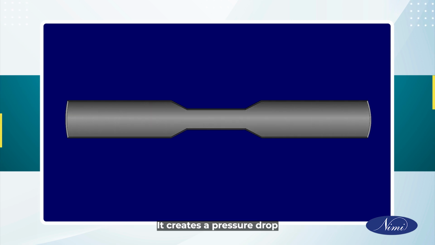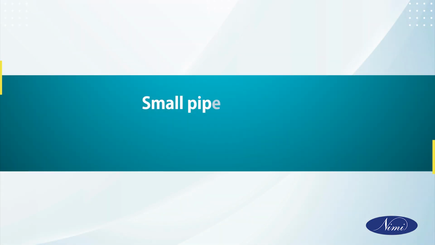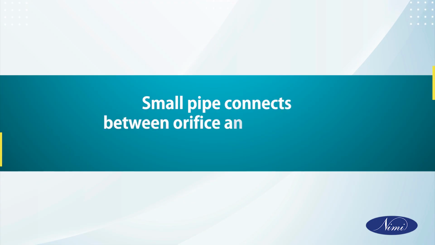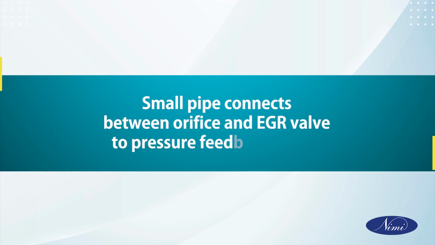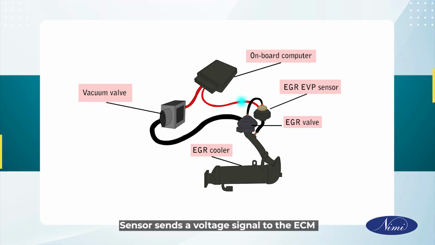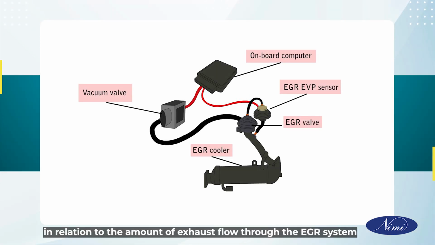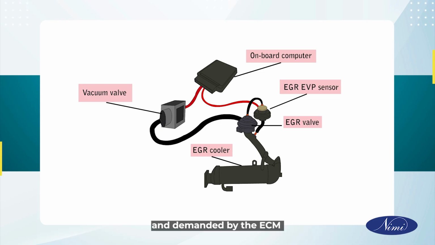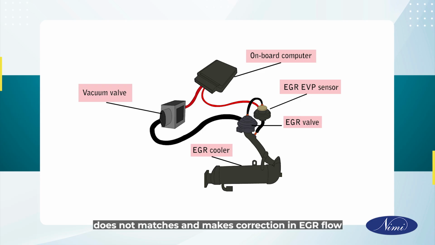It creates a pressure drop. A small pipe connects between the orifice and EGR valve to the pressure feedback sensor. The sensor sends a voltage signal to the ECM in relation to the amount of exhaust flow through the EGR system. If the actual flow and that demanded by the ECM do not match, the ECM makes a correction in EGR flow.